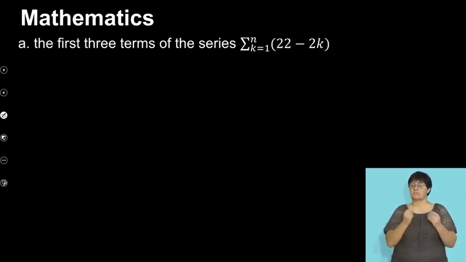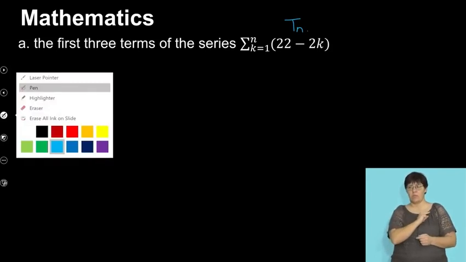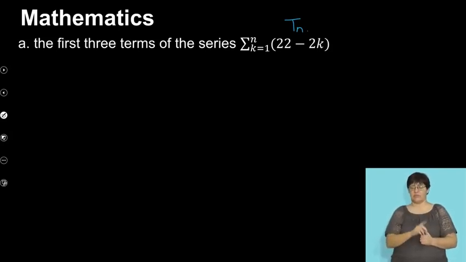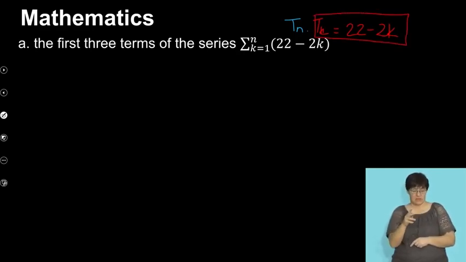So we have to determine the first 3 terms of the series. We have been given our Tn. We know that being given the Tn will allow me to substitute in values. But this one might look a bit different, guys, because I actually have a k. So this, in fact, is Tk is equal to 22 minus 2k. It is the same thing as your Tn formula, except now there is a k involved.